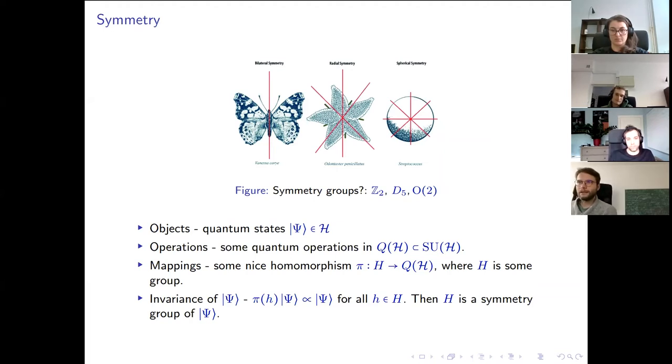Finally, the notion of invariance is pretty obvious. I will say that the state is invariant, or has H-symmetry, if given this representation pi, it does not change for any choice of operation encoded in this group element H. It does not change, or perhaps it remains proportional to itself, because in practice we are not interested in the scaling. We are interested in quantum states, which have this additional freedom of scaling and global phase.